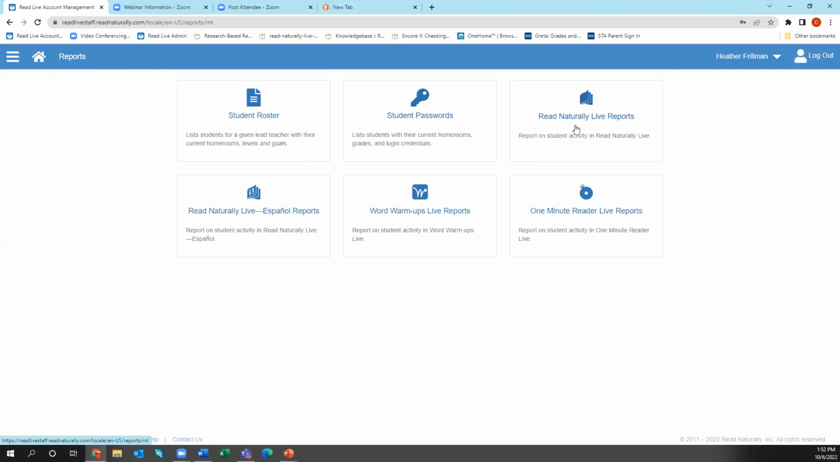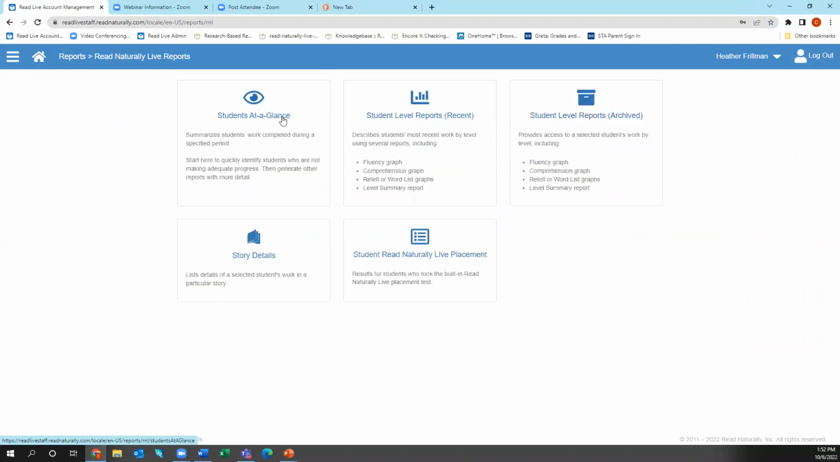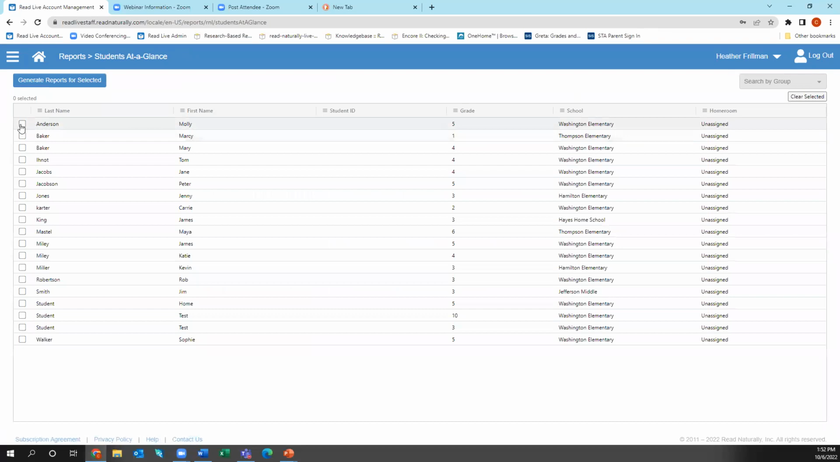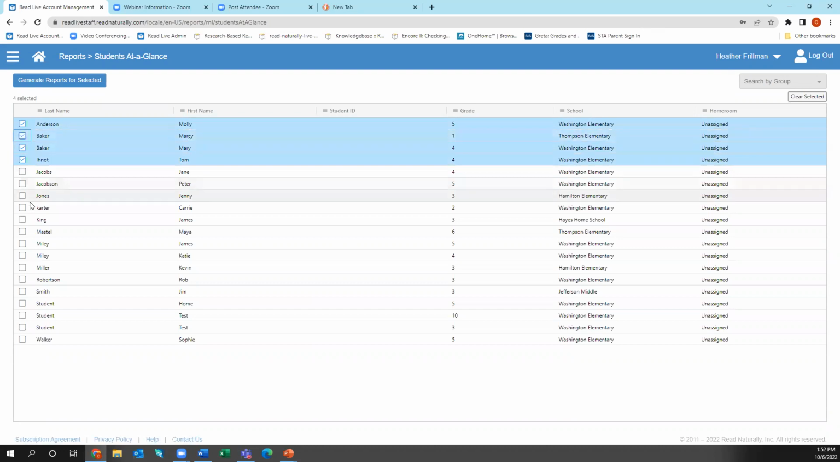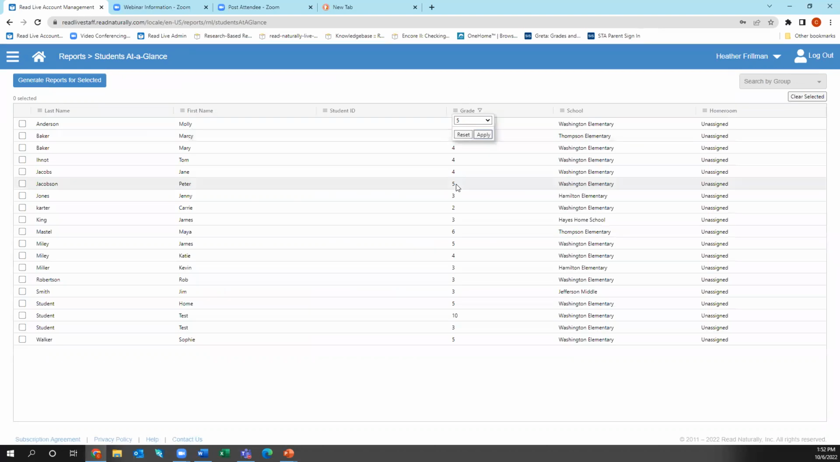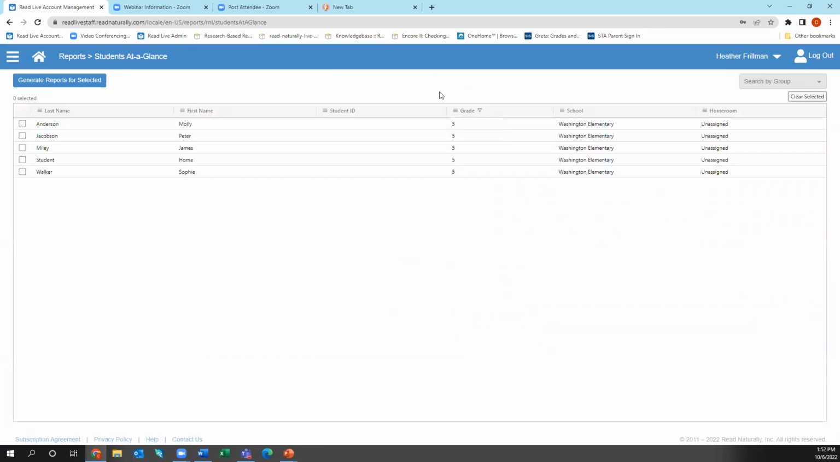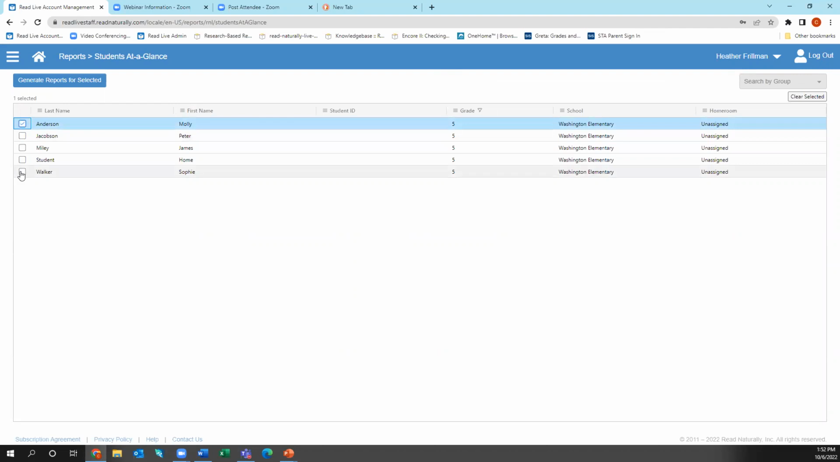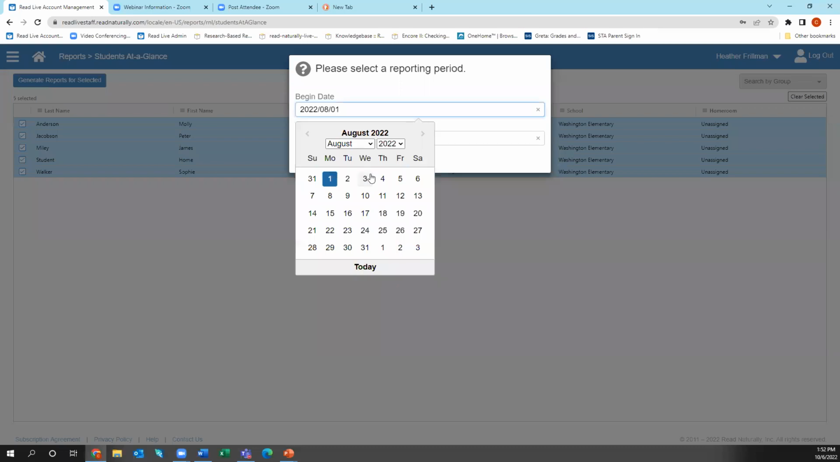The next one in is Read Naturally Live report. And the very first report under that section is called Students at a Glance. Okay, you will select your student or students. You can select many of them. You can select them all at once. You're going to run reports based on the student's grade. So I am going to only see my 5th graders. Now I want to run a report on just my 5th graders. And click Generate Report for selected.